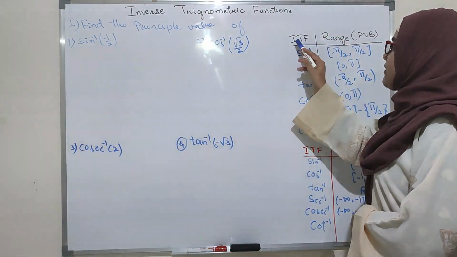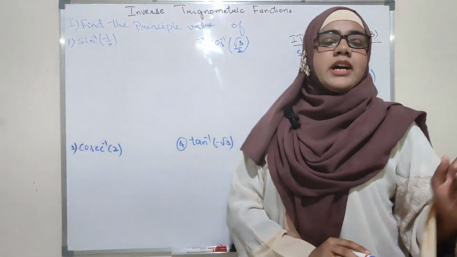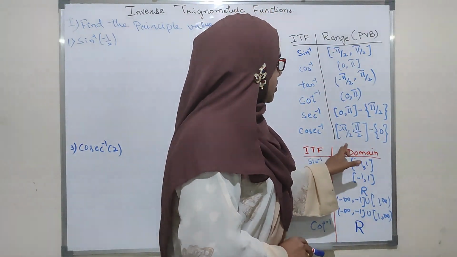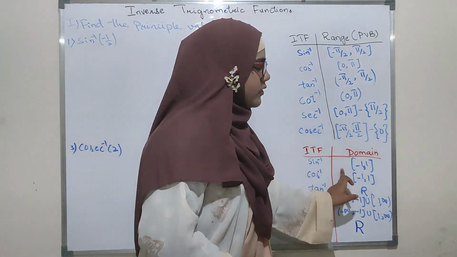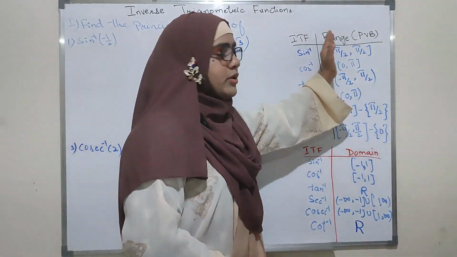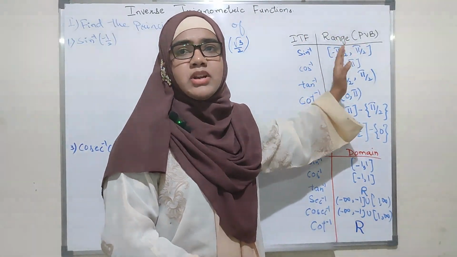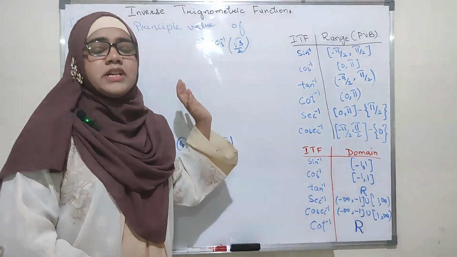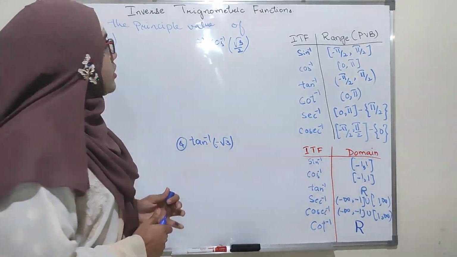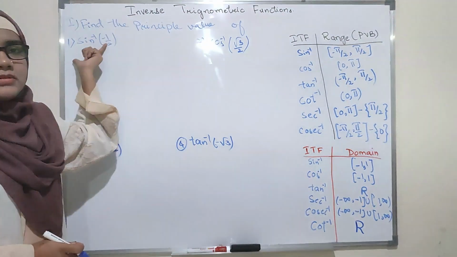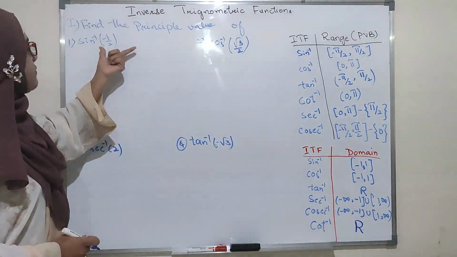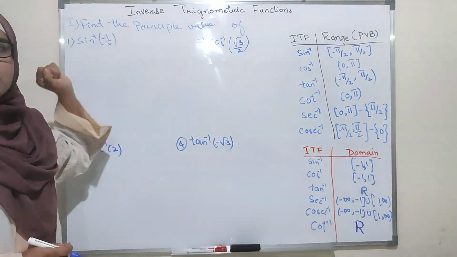Here in this column, you have the inverse trigonometric functions and the range for all six inverse trigonometric functions, and this one is the domain for the inverse trigonometric function. By using these values, we can find the inverse of a given trigonometric function. First question: find the principal value of sine inverse of minus 1 by 2. Okay, it is given to you.